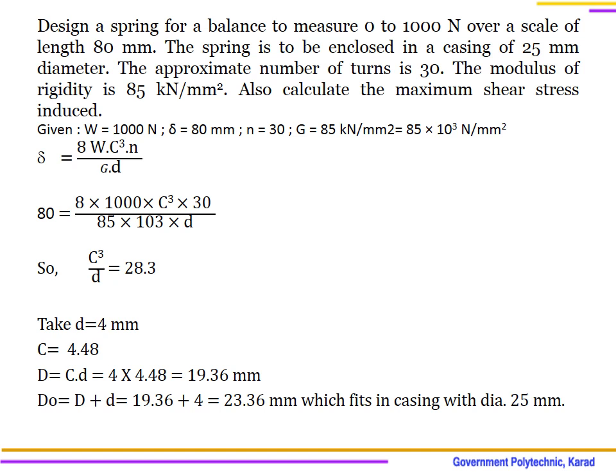We are supposed to find the outer diameter so that the spring can be placed in a casing of 25 mm diameter. So let us find the outer diameter DO. We know it is the mean coil diameter plus the radius on one side and the radius on the other side. So D plus d by 2 plus d by 2, that is D plus small d, comes out to be 23.36 millimeter. So 23.36, yes, the spring can be fitted in a casing with diameter 25 millimeter. Thus we are supposed to use this spring.